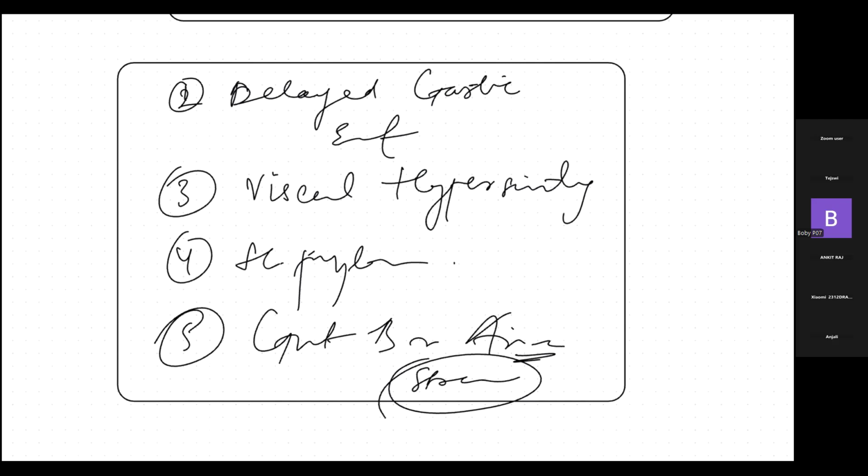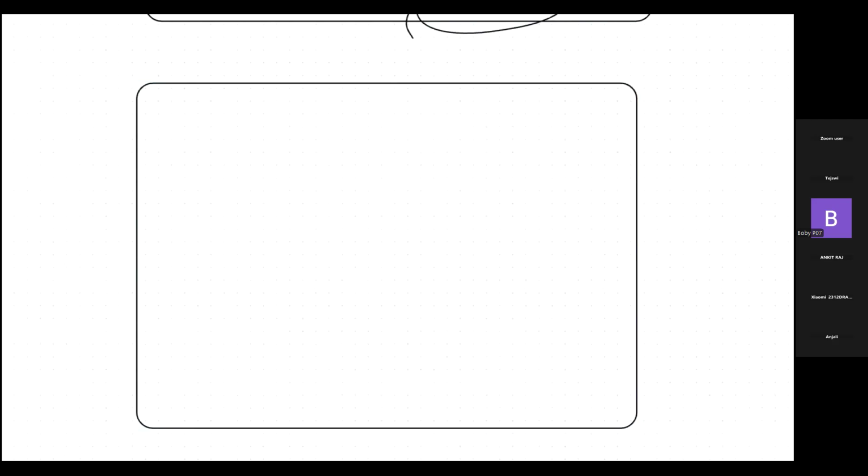Now let's see the clinical features of non-ulcerative dyspepsia. What are the clinical features?